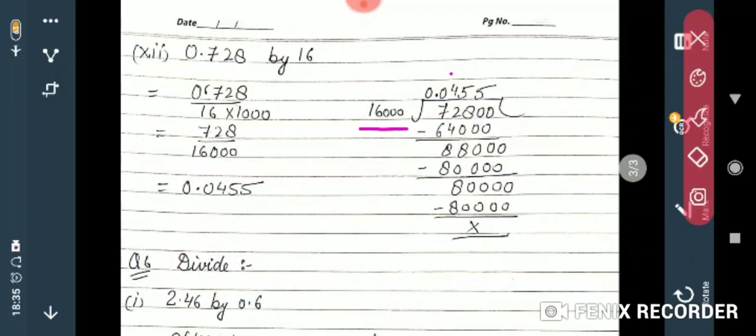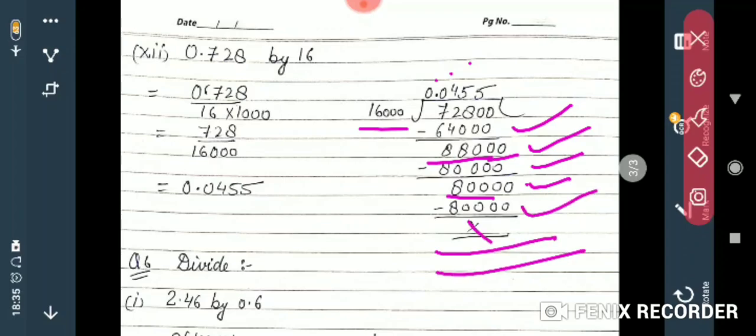So 16,000 4s are 64,000. Will subtract and get 8800. Again with the help of this point I have increased the 0 and it has become 88,000. Then 16,000 multiply 5, what you will get? 80,000. Yes, subtract, you will get 8,000. Again with the help of this point we have increased 0. Then 16,000 multiply by 5, what you will get? 80,000. Till we get 0 here as the answer, we will divide it. So what is the answer? 0.0455.